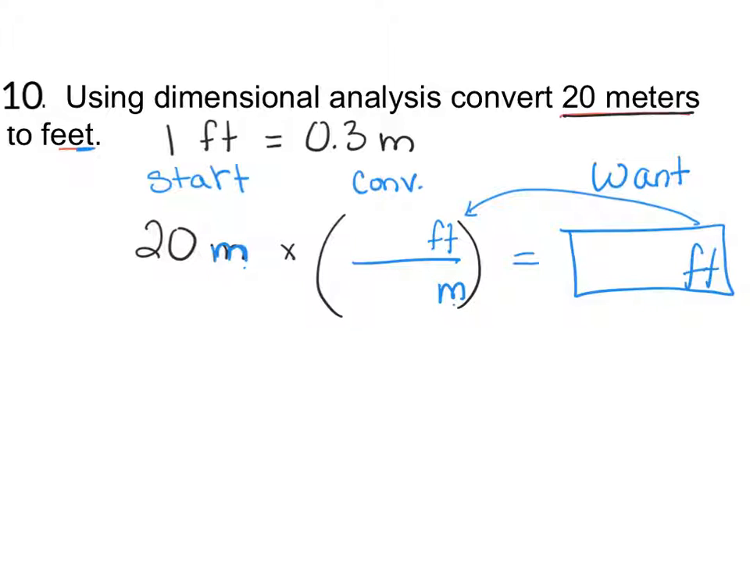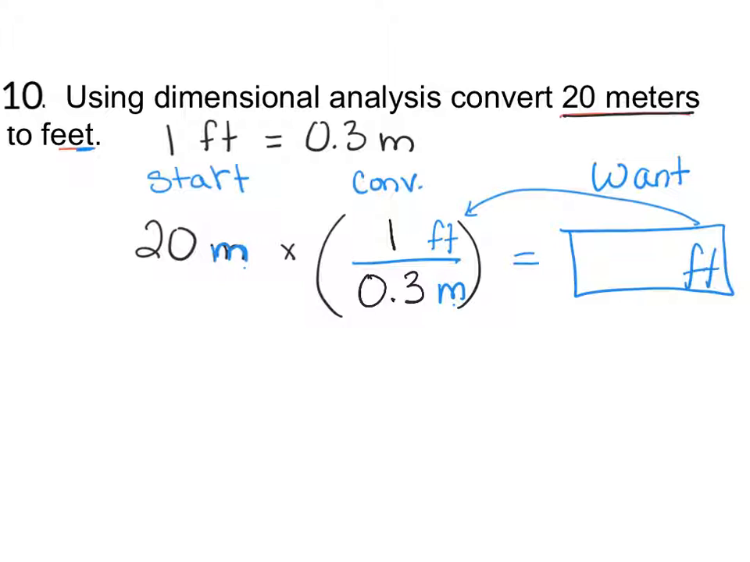Okay. So now for my conversion, I look up at the top and I have feet and meters. So it says 1 foot. So here I put 1 foot. Whatever the feet is that it says in your chart is where you put the number. Okay. So I'm going to put the 1 here. And then the 0.3 meters here.